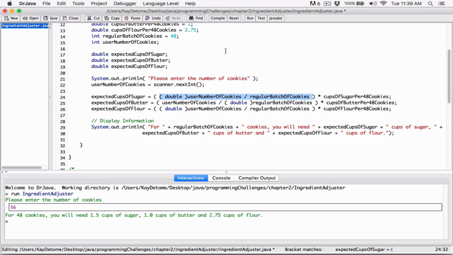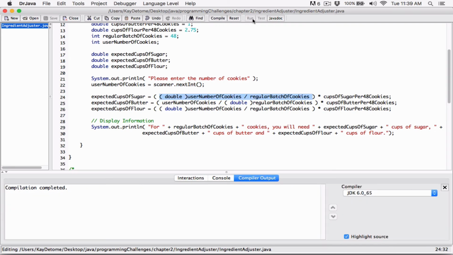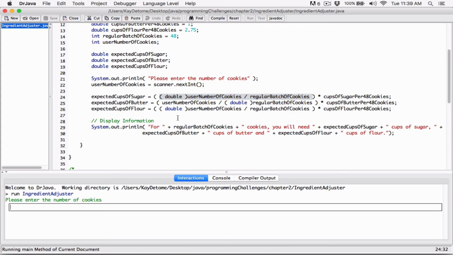All right, so now it's going to work. So now if we put 56, we shouldn't get this, because that's wrong. These are the ingredients for 48 cookies, not 56 cookies. So I'm going to go ahead and compile this and run it again and put in the same 56 cookies. Now, see, it's given us different values. So for 56 cookies, now you will need 1.75 cups of sugar, 1.16666 cups of butter, and 3 point something cups of flour.